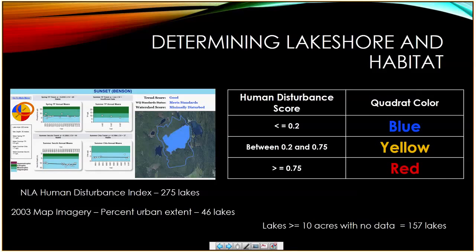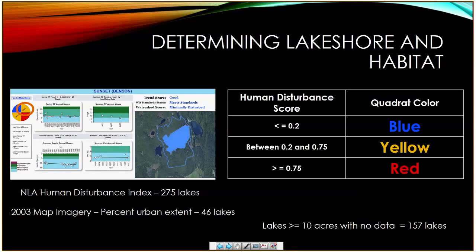Moving on to the next quadrant, which is the lakeshore and habitat quadrant, we use 2 indices currently. The first is associated with the National Lake Assessment. It's called the Human Disturbance Index. Kelly and Leslie have been using this quite frequently now since it was developed for the National Lake Assessment. So more than 275 lakes in the scorecard are scored for the lakeshore and habitat quadrant using that method.